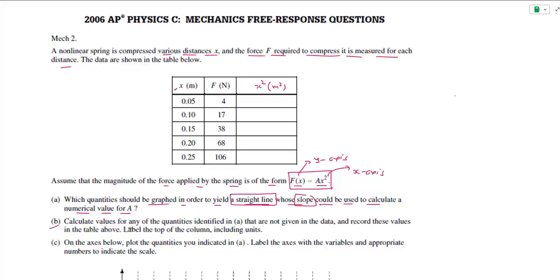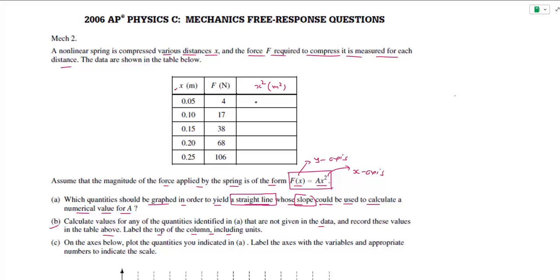In the B part he is saying the same. Calculate values for any of the quantities identified in A that are not given in the data, and record these values in the table above. Label the top of the column including the units. So if you square this value, that would be meter square.